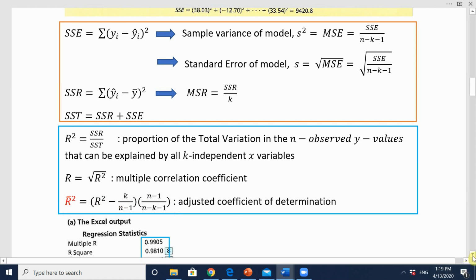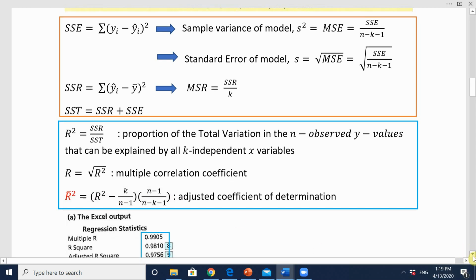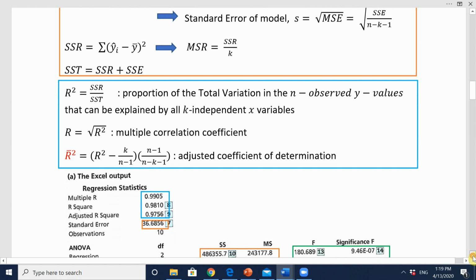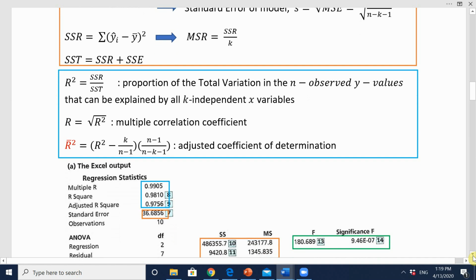Okay, and so now let's just quickly look at an Excel output and see what these coefficients look like in an output. So here we have our multiple R. The multiple R is in fact this multiple correlation coefficient. It is your R value right here. Then you've got here your R squared. The R squared is in fact the coefficient of determination right here. That's the SSR over the SST.